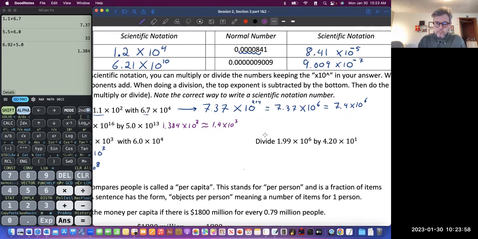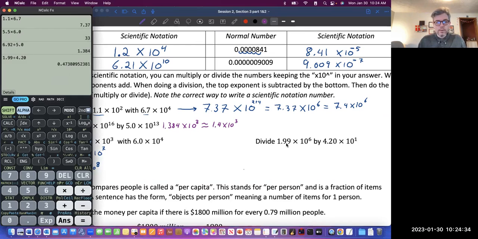Let me know. Next, we have our fourth question like this. I want to divide 1.99 times 10 to the sixth by 4.20 times 10 to the first. Okay, the first step I do is I just divide the numbers in front normally. 1.99 divided by 4.20. What do I get? I get a whole bunch of stuff. So I'm just going to have to decide how I'm going to round. All right, I'm just going to round it.